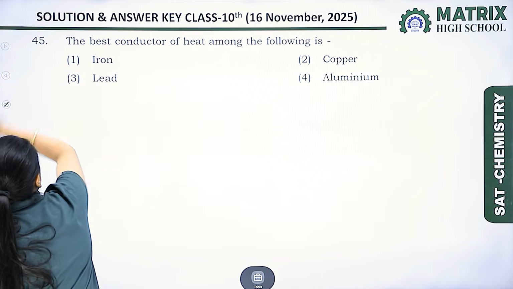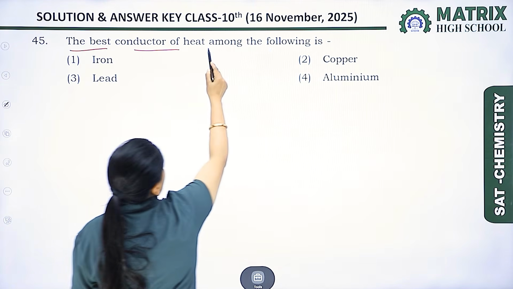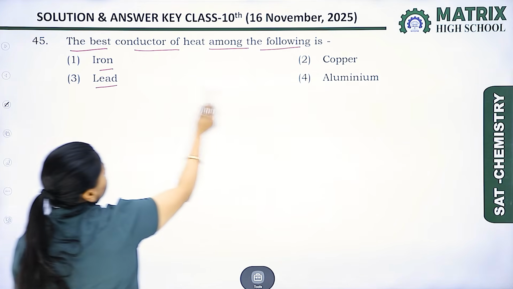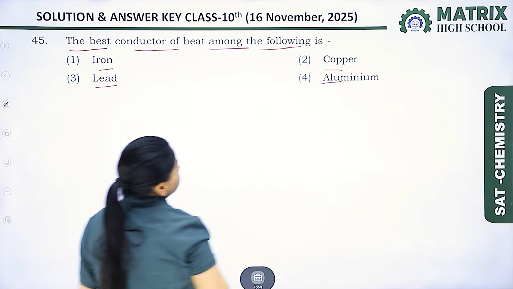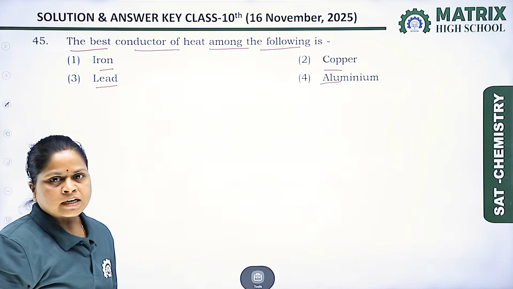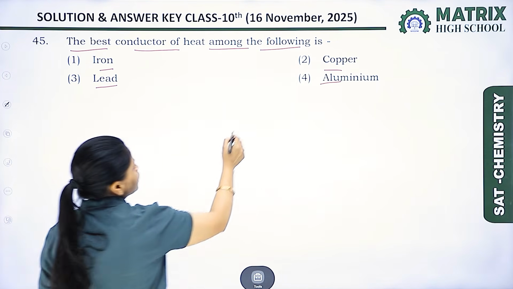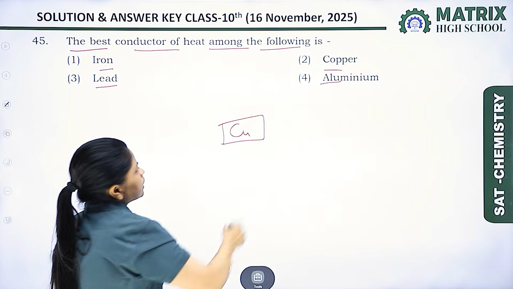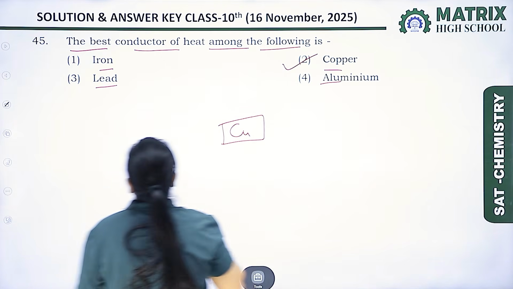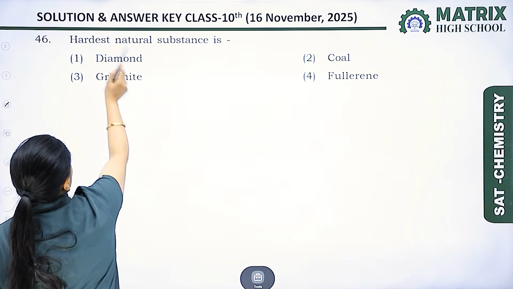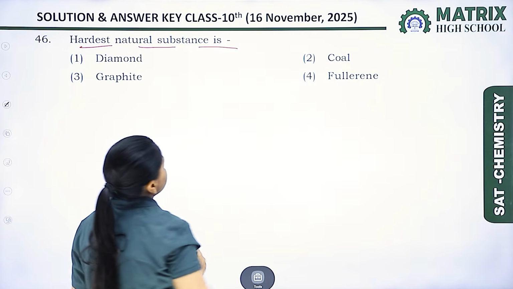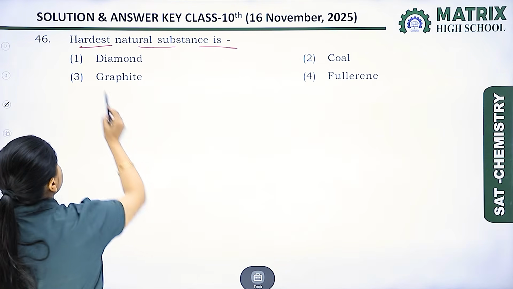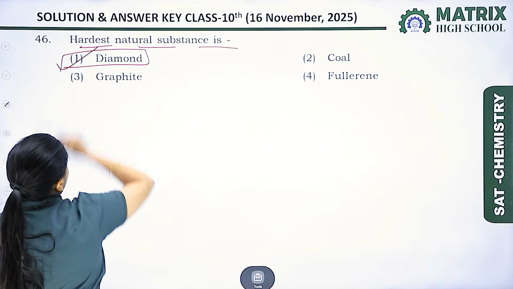Now the next question is, the best conductor of heat among the following is iron, lead, copper and aluminium. From these metals, we know that copper is the best conductor of heat. So the answer is option 2. The next question is, hardest natural substance. As we know that the hardest natural substance is diamond, and option 1 becomes the correct answer.